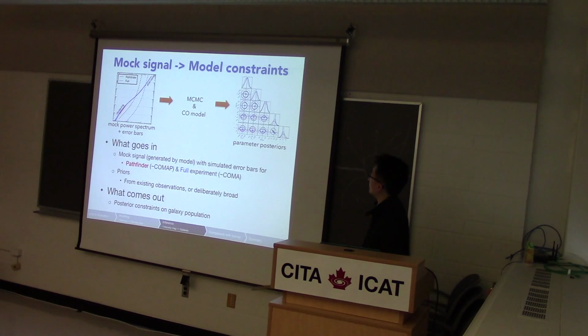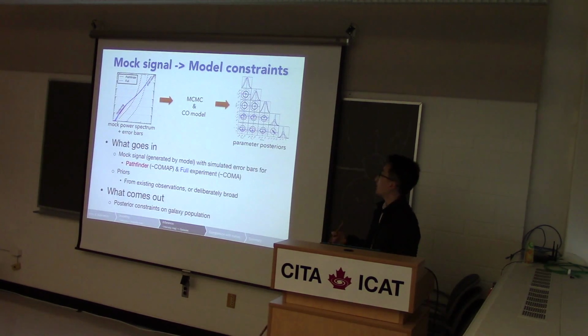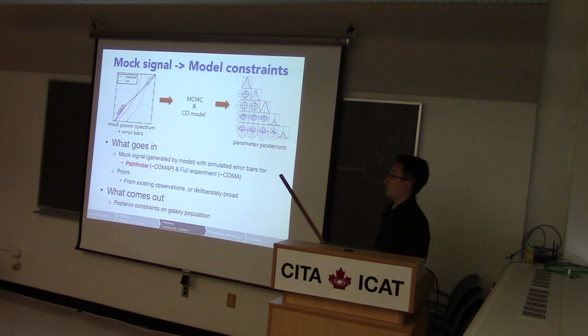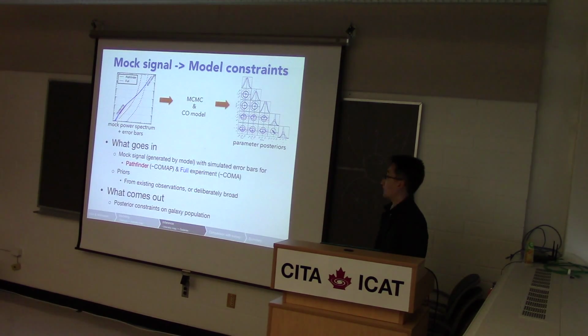And so in brief, what we do is we generate a mock power spectrum and error bars that would essentially simulate the observation that we would see from both the Pathfinder and the full experiments. And we feed them through an MCMC procedure, which is attached to our CO model. And then we get posteriors for the various parameters in our model.